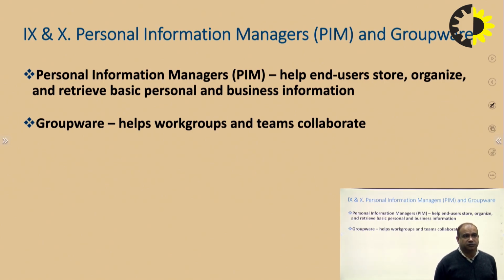Personal information managers help end users store, organize and retrieve basic and business information. Groupware helps work groups and teams collaborate. If I talk about groupware, a famous software used is JET, by which we can collaborate with other programmers to do a specific task in a group and combine the results at a single time.